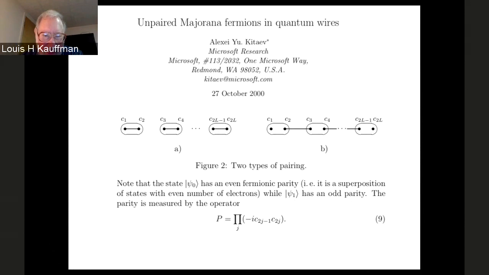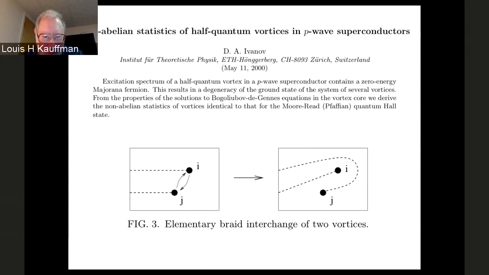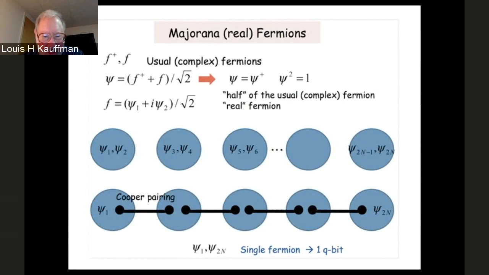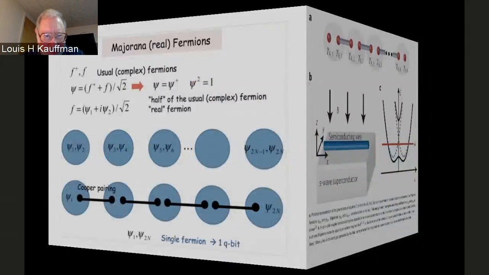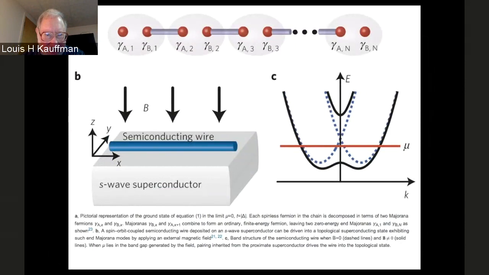There was an interesting paper by Ivanov a long time ago about how they braid. This is a research topic now. There are people who are writing papers about designing computers based on Majorana fermions. They would be partial. It's probably as hard to examine the braiding of the Majorana fermions as it is to do the quantum Hall effect. So this is still research.